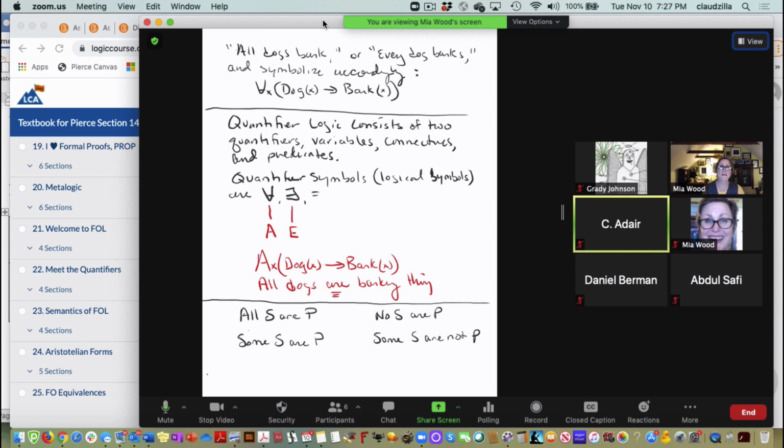That said, not all of our quantified sentences are compound. We know that already. All right, so I did my usual, and what I should have done was given us some more room.